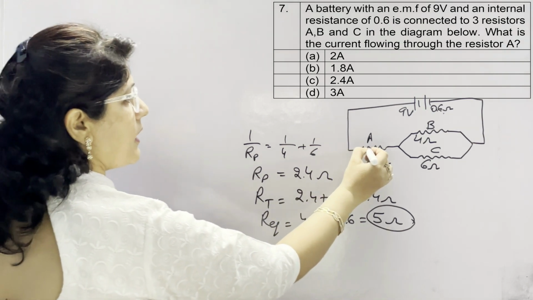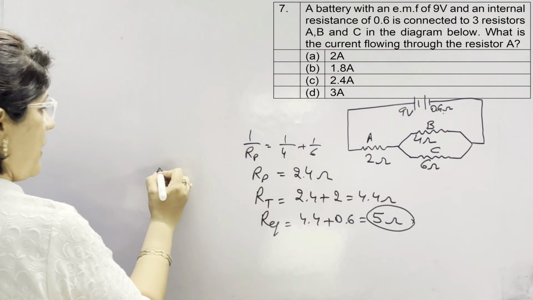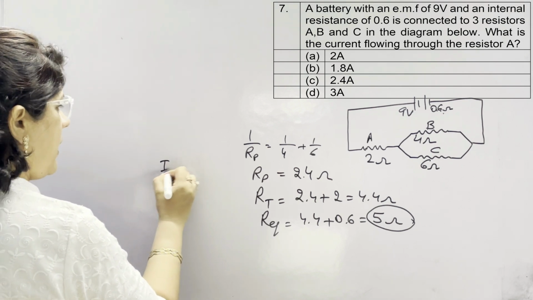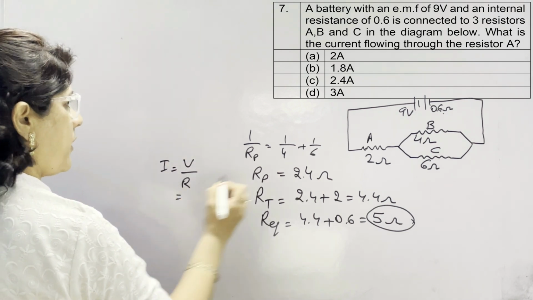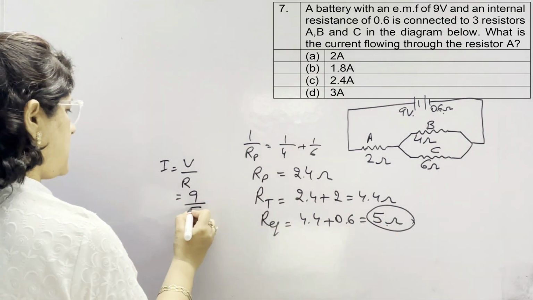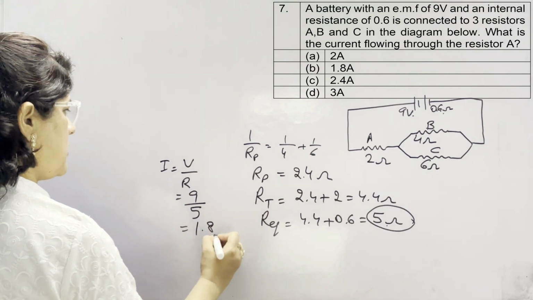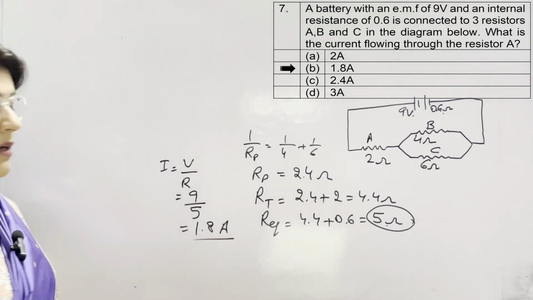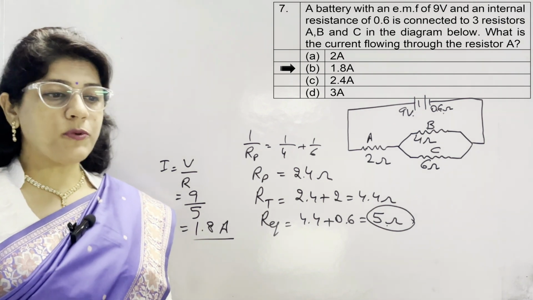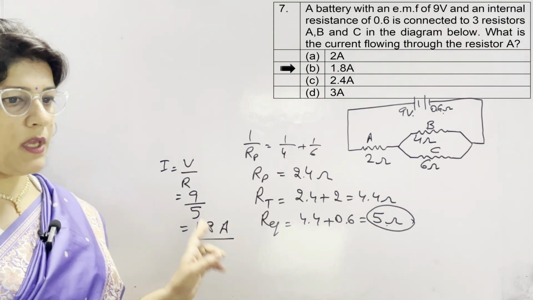Now we need to calculate the current in this series combination. V is equal to IR, so I is equal to V upon R. V is given as 9 volt here and the total resistance of the circuit is 5. So the value comes out to be 1.8. 1.8 ampere is the current in the circuit. Other options given are 2 ampere and 1.8 ampere, which is our correct option number B.